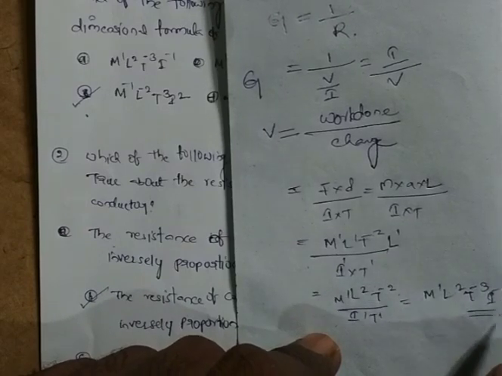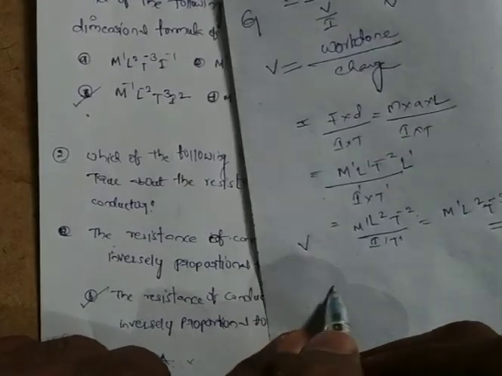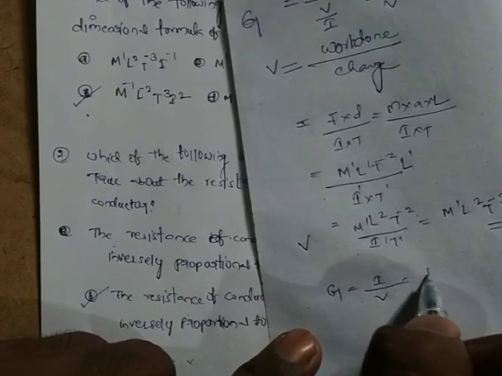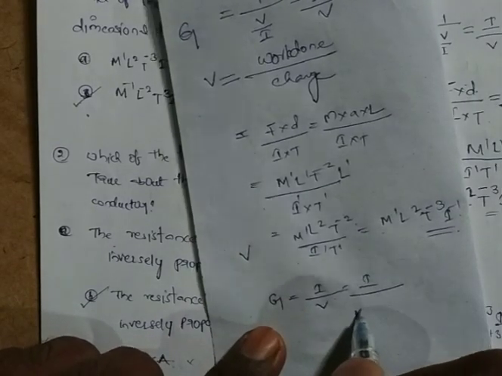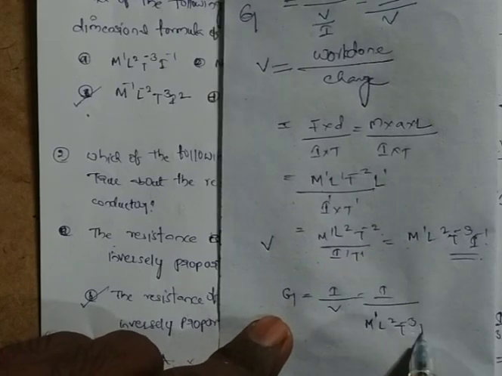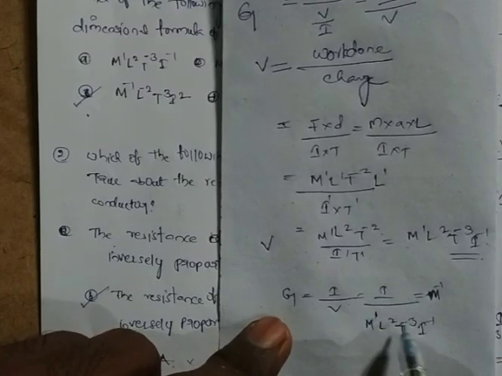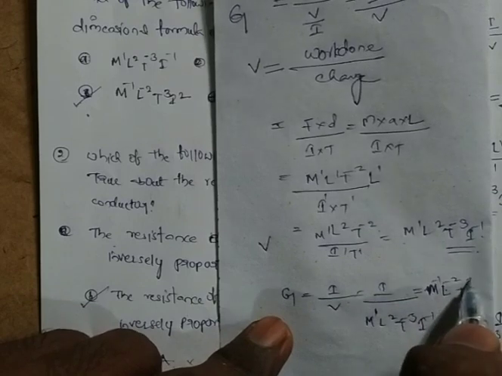So this is the dimensional formula for voltage. But we want the dimensional formula for G. G is equal to I by V, and this is the dimensional formula for V: M1 L2 T minus 3 I minus 1. Taking the inverse, that is equal to M minus 1 L minus 2 T3.